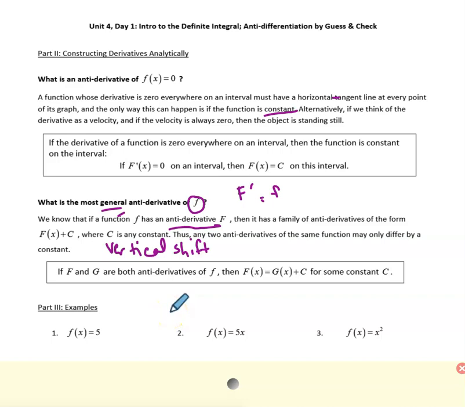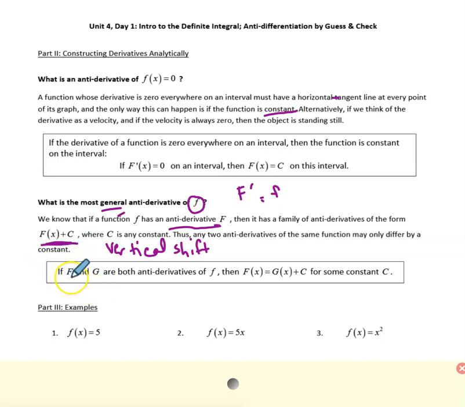And so for a family of functions, think about a basic parabola. y equals x squared, y equals x squared plus 1, y equals x squared minus 3. All of those functions will have the exact same slope where x equals 0. In that case, the slope is a horizontal tangent line. So the vertical shift does not change the derivative of a function, and so we call this big F of x plus c a family of functions all with the same derivative.